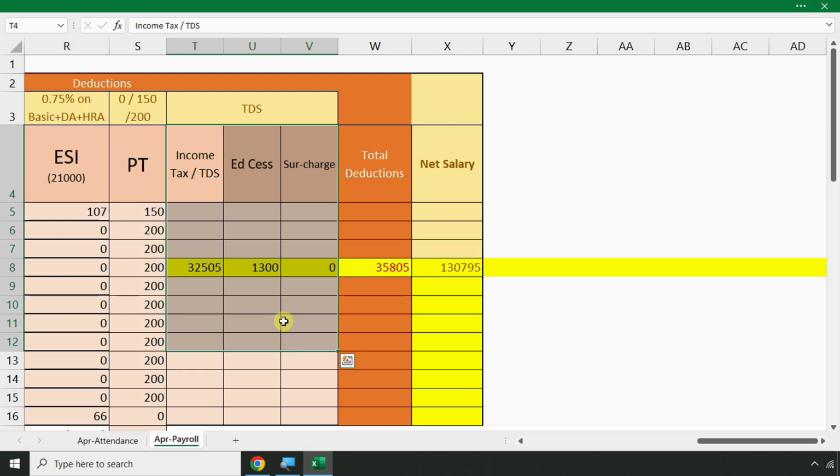But even in TDS you need to maintain column wise. Out of TDS, what is income tax? What is cess? What is surcharge? This 3 column will be known as what? TDS. You don't maintain in a single column because you need to explain column wise only. So you maintain in column wise, so it will become easy to explain while filing 24Q, TDS on salary returns. Okay. So tomorrow we are going to discuss TDS returns filing to the continuation. So we deducted 32,505 from Kiran Gangaram and 1300 cess from Kiran Gangaram.